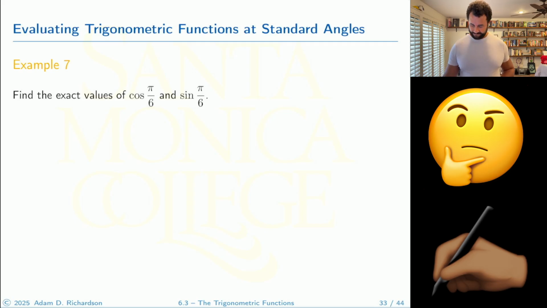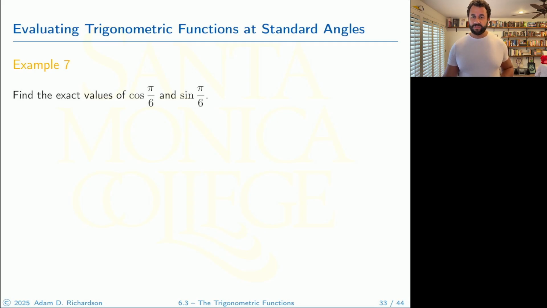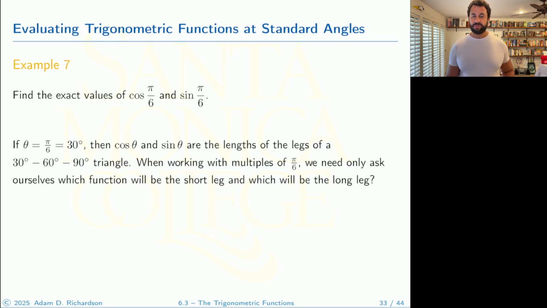Okay. All right, here we go. So pi over 6. You want to remember where pi over 6 is. And in this case, because pi over 6 is equal to 30 degrees, we're going to have a 30, 60, 90 triangle as the triangle that's formed. So whenever you're working with multiples of pi over 6 and these 30, 60, 90 triangles, you really want to ask yourself, which is the short leg and which is the long leg?